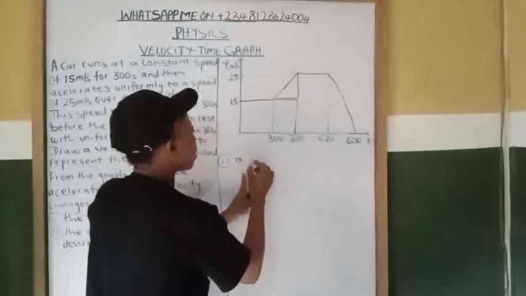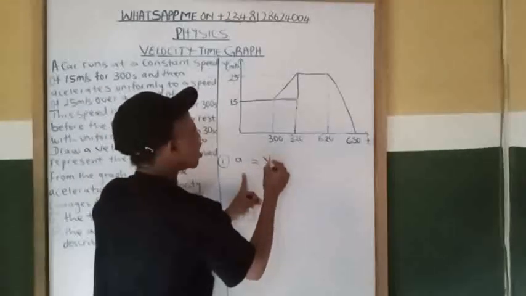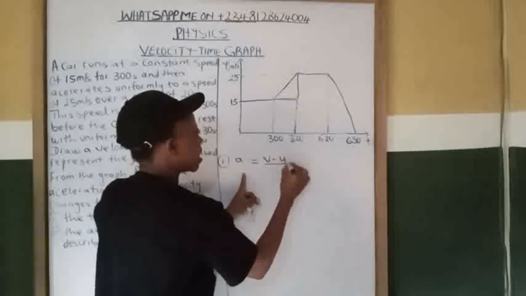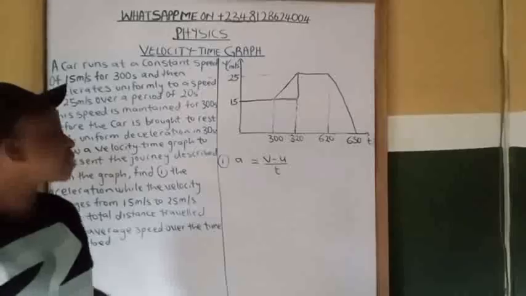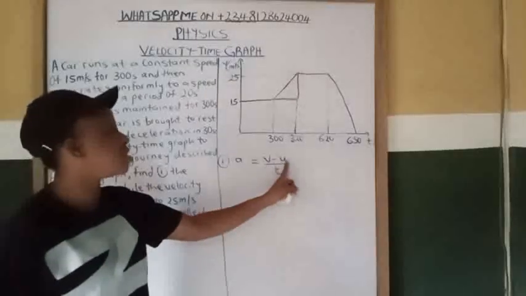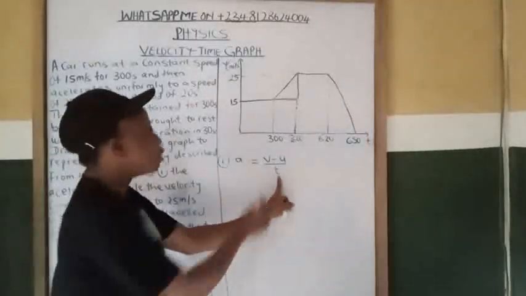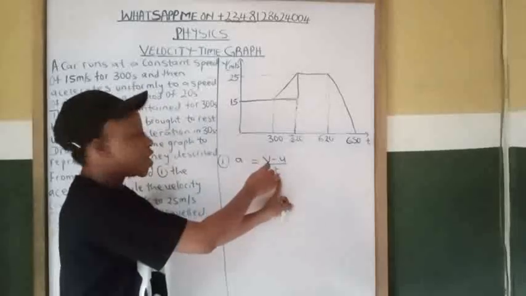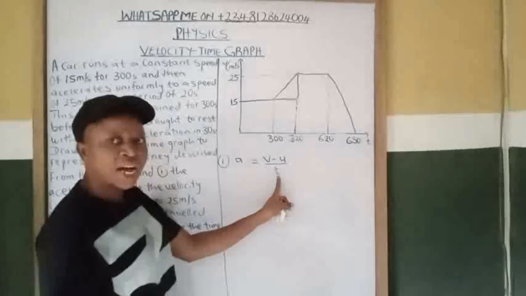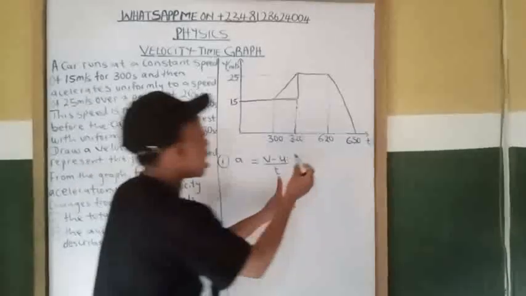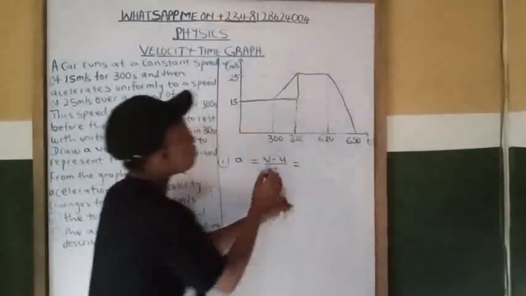Then don't forget that our acceleration is equal to what? Change in velocity divided by the time taken. That is the formula for calculating acceleration. Acceleration is change in velocity divided by the time taken. So your V will be the final velocity, while U is your initial velocity, divided by the time taken. So what is our final velocity?